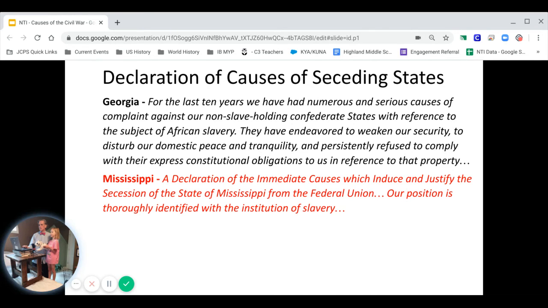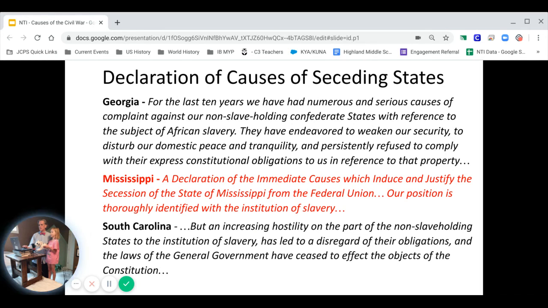In Mississippi, a declaration of the immediate causes which induce and justify the secession of the state of Mississippi from the federal union: our position is thoroughly identified with the institution of slavery. So again, coming right out and saying, just like Georgia, we're leaving because our state is so deep into the slave system that it's who we are.